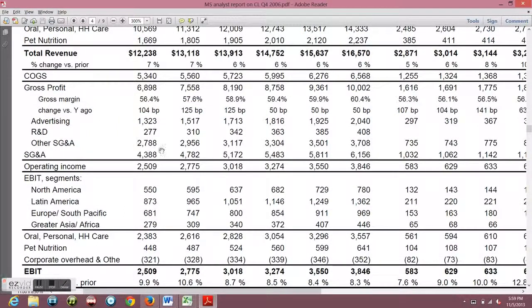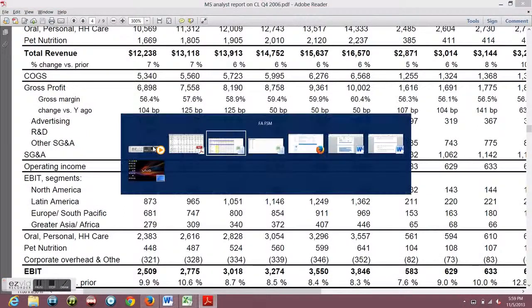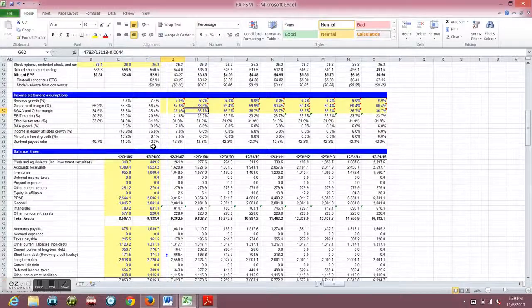There's other SG&A. Okay. Where did this come from? Okay, that was a straight line.